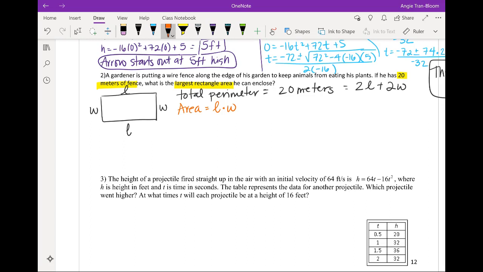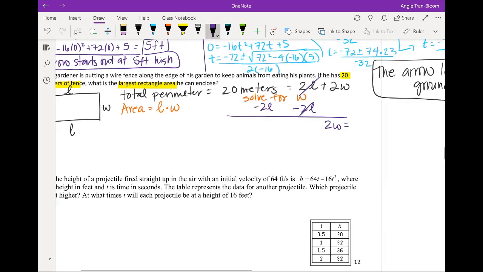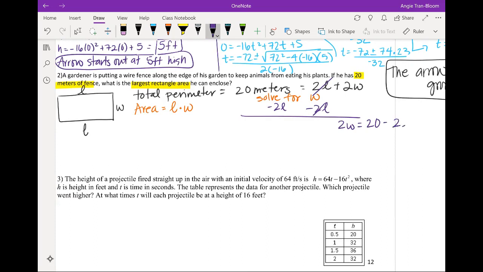So what we have to do is solve for one of the letters or one of the variables from the perimeter. What variable would you like to solve from the perimeter? Sure, let's do W. Solve for W from here. So solve for W, meaning that you will subtract 2L from both sides. So that's going to be 2W equals 20 meters minus 2L. Remember, you're subtracting 2L from both sides. So 2W equals 20 minus 2L. You're solving for W because Kyla said so. What's your next step?